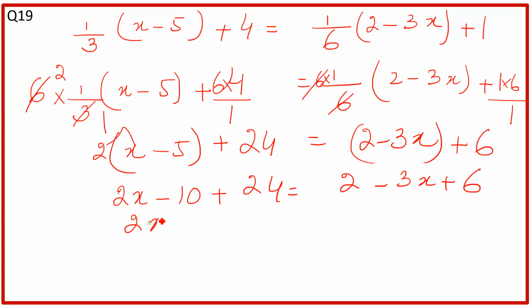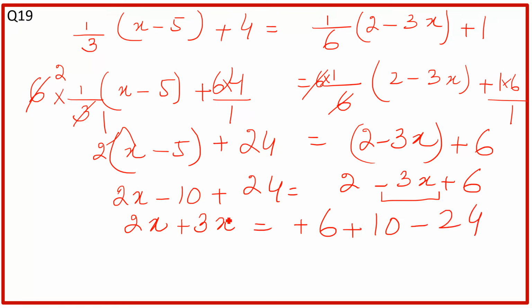So the x stays on the left hand side. These two constants we can take to the other side, and the negative 3x we can bring over, and it will be positive. So here only positive 6 remains, positive 10 and negative 24. So 2x and 3x gives positive 5x, which is equal to 16 - 24. So 5x is equal to negative 8.